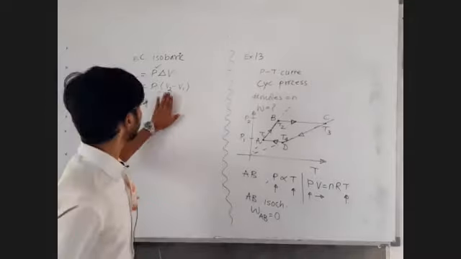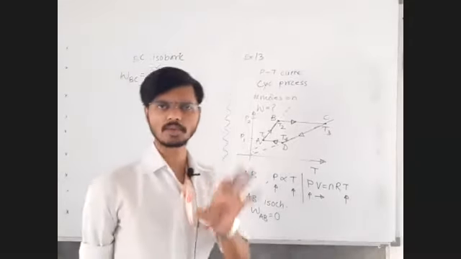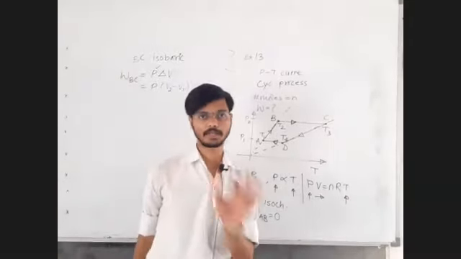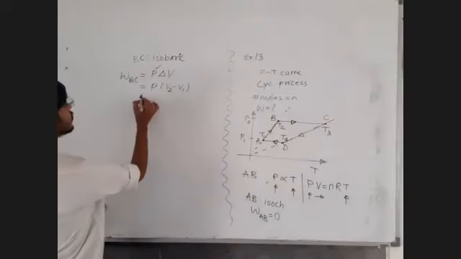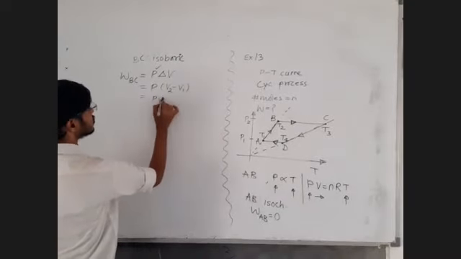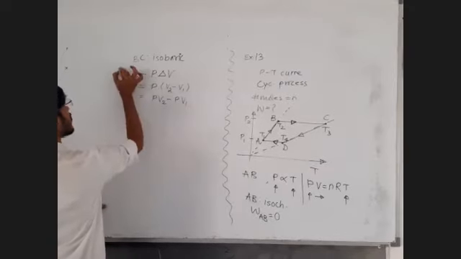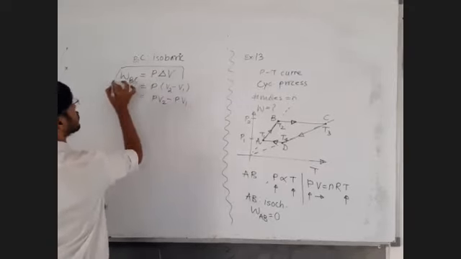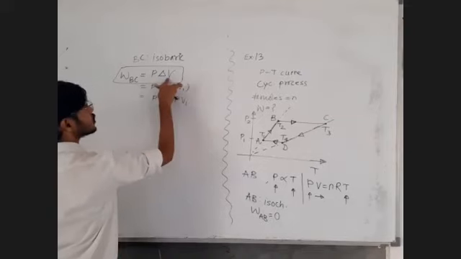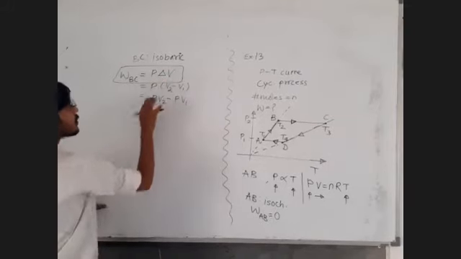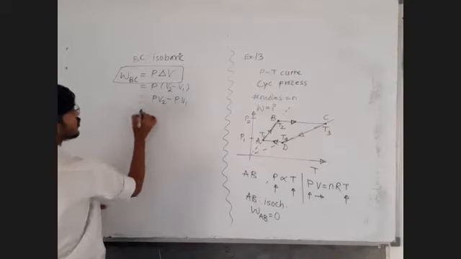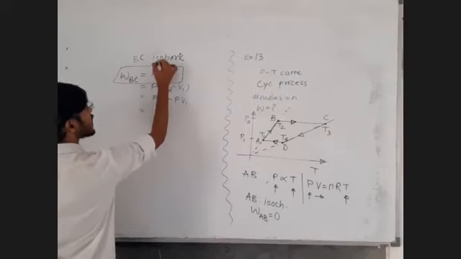I'm not given the volume data. So in that case, there is one more formula for the isobaric process. Just observe. This is the first formula which we know, to be used if volume data is given. But if volume data is not given, there is one more formula for the isobaric process.